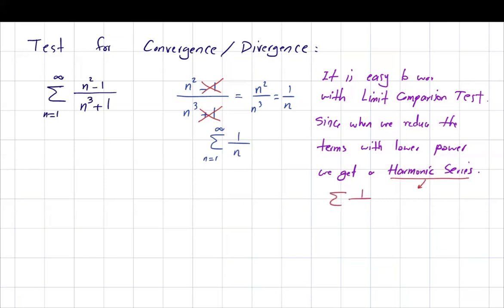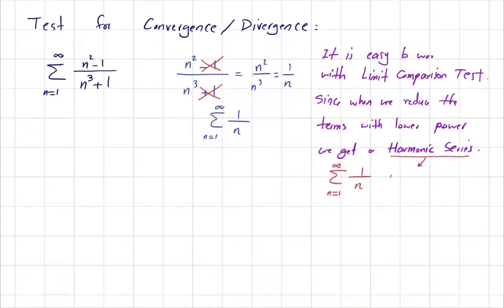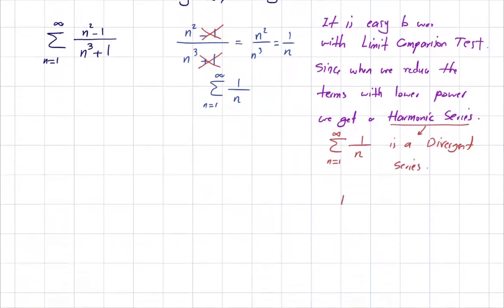The summation of 1 divided by n, starting from 1 and going to infinity, is a divergent series. You can use the p-series test. In that case, p is equal to 1. It indeed gives you a divergent series, or you can use the integral test. So let's work with the limit comparison test.